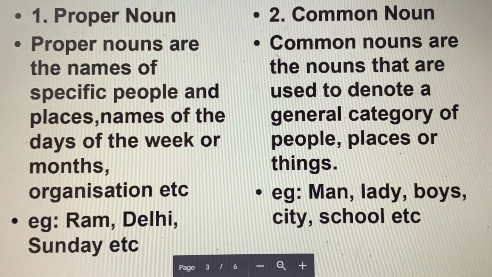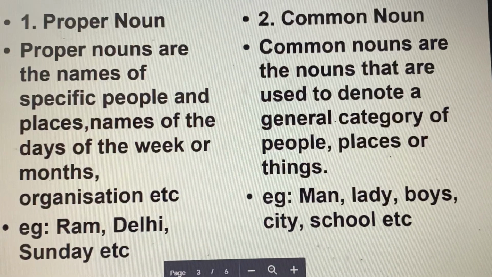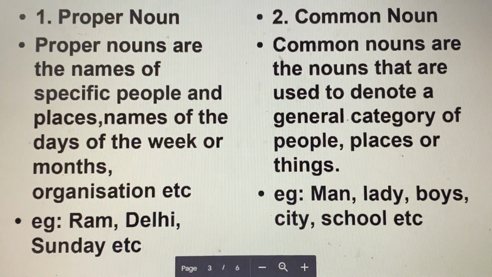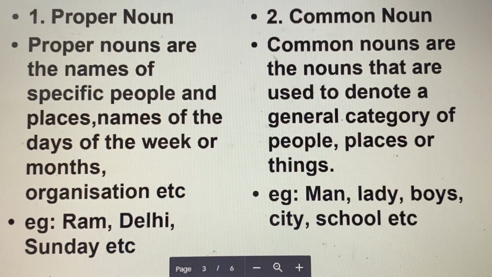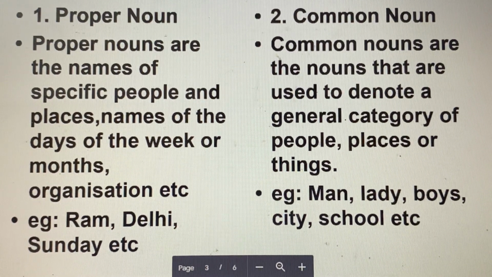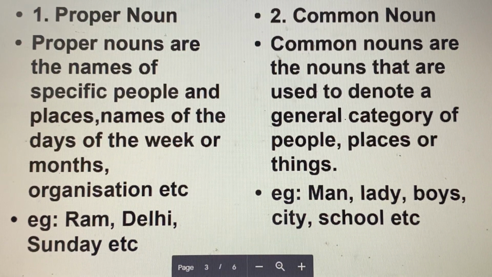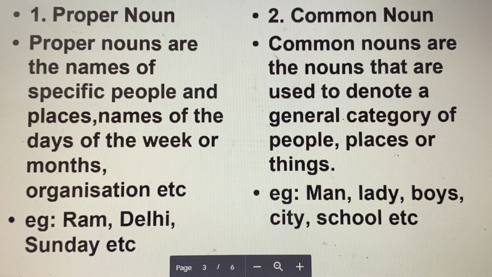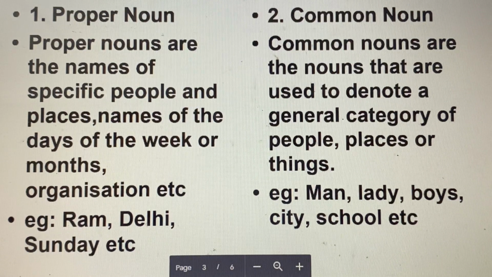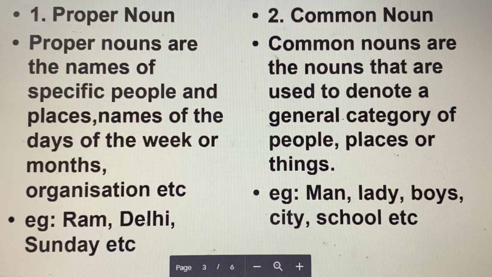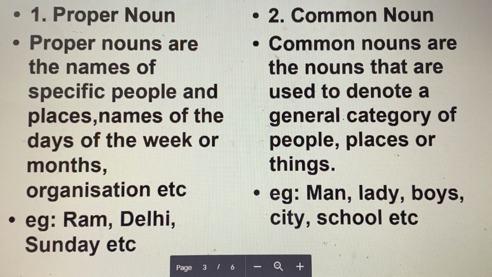In a similar way, common nouns are the nouns that are used to denote a general category of people, places or things. It cannot define a particular person. It never defines a particular person, but something in common, like man, lady, boys, girls, city, school, etc.